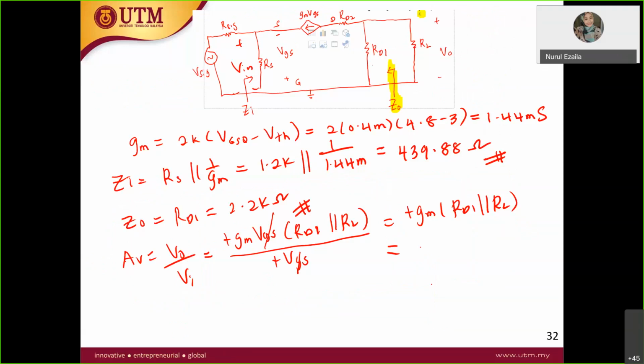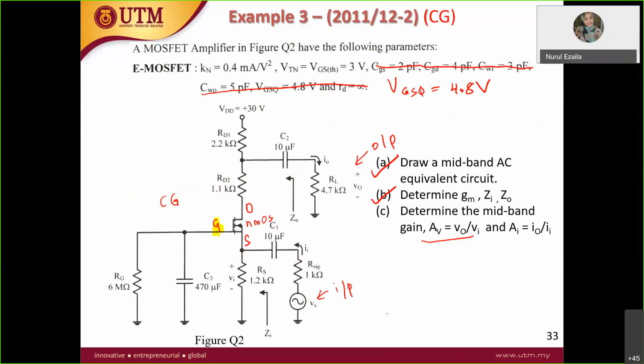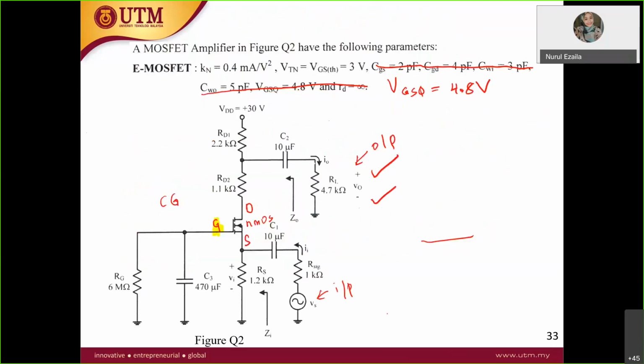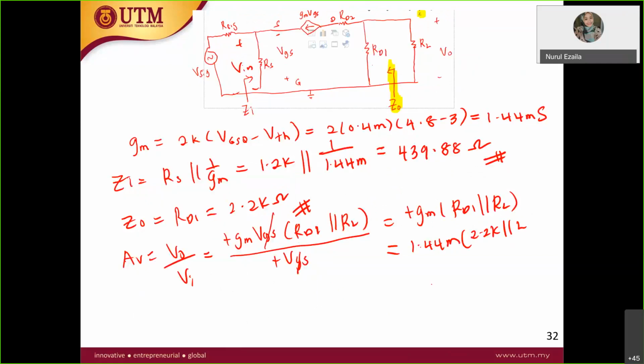So you will get the value. I will just write down because this is a very old calculation from myself, but that's okay. RD1 is 2.2K, RL is 4.7K. In here you should get how much? 2.16.